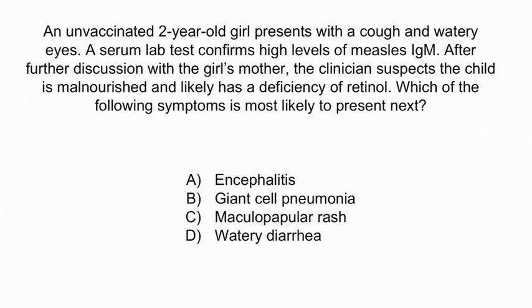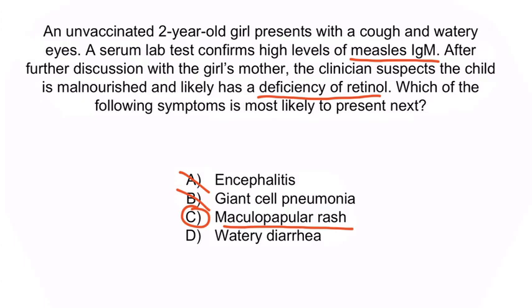Now hopefully you've noticed that measles was confirmed. There were high levels of measles IgM. Also, you may have noticed that this child is more likely to get complications from measles as indicated by the retinol deficiency. So which of the following symptoms is most likely to present next? The correct answer is C, maculopapular rash. Now A is wrong. If you thought encephalitis, you may have been thinking that the patient is at a higher risk of getting encephalitis as a result of her retinol or vitamin A deficiency, which is true. She is at a higher risk of getting this complication. However, the typical symptoms are still more likely, especially the maculopapular rash.